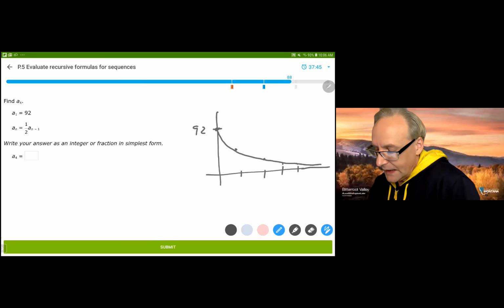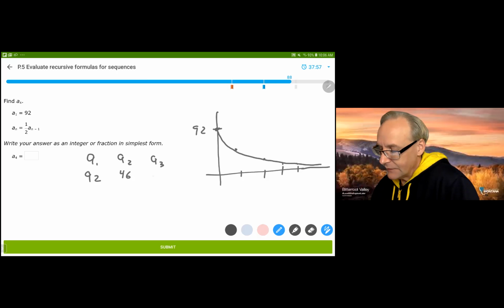So we want A4, which is, I'm going to go ahead and write them. That's 92. And then A2 is going to be half as much, which is going to be 46. And A3 is going to be half as much, which is 23. And A4 is going to be half as much, which is 11.5. Oh, it says fraction. Okay, 23 over 2. Same thing.